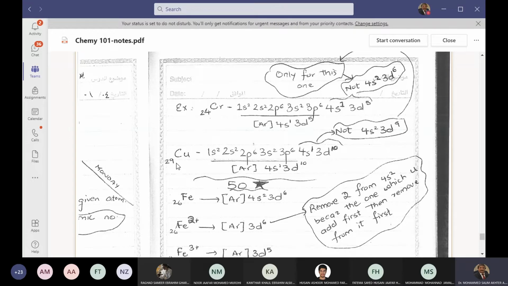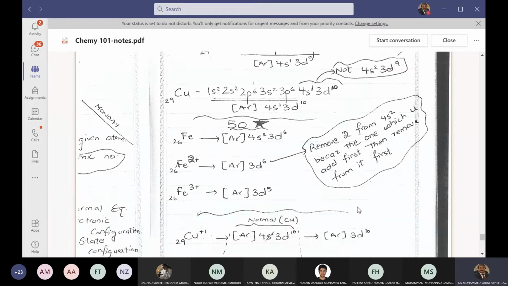So be careful. Now, my friends, something new I will start here. I just wanted to give you a brief idea. I have Fe 26. You have seen it on the previous page. Ar 4s2 3d6. This is Fe. My friend, my beautiful people, if I lose electrons, if I remove electrons, it becomes an ion. This is atom, this is ion. 2 plus means I lost 2 electrons. 3 plus means I lost 3 electrons.